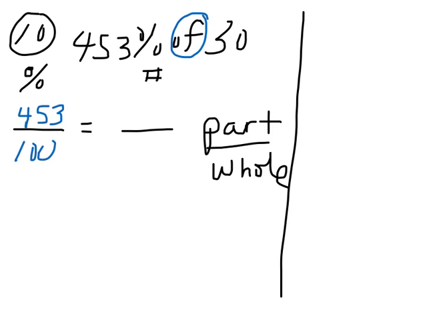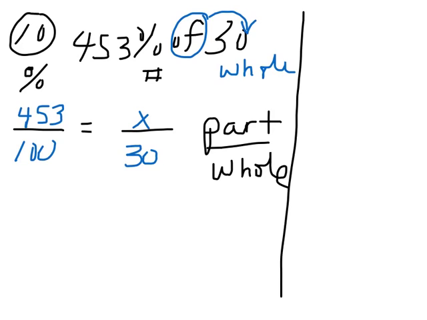Now I've got the word of. What comes after of? Usually the whole does, unless it's a real funky problem that they've messed with a lot. So this is my whole. What I'm missing is the part out of the whole. What is 453% of 30? Since 30 is my starting amount, it is my whole.